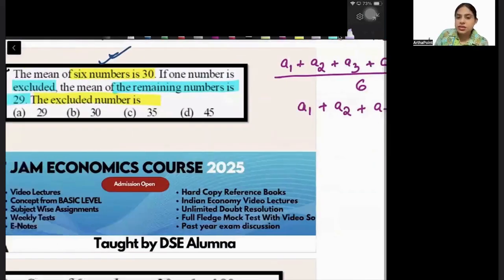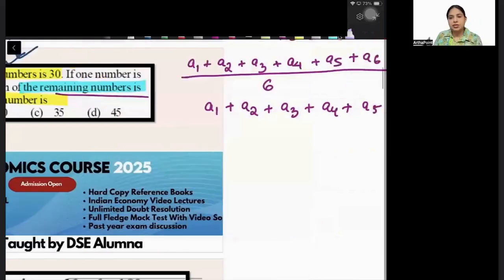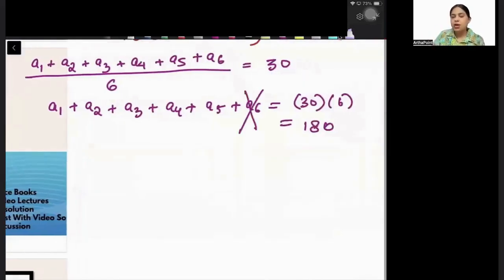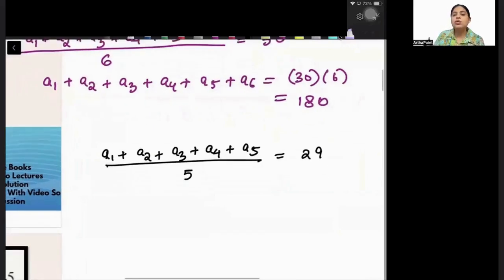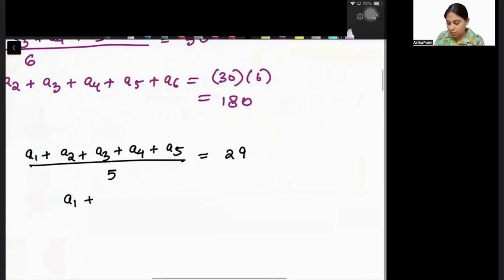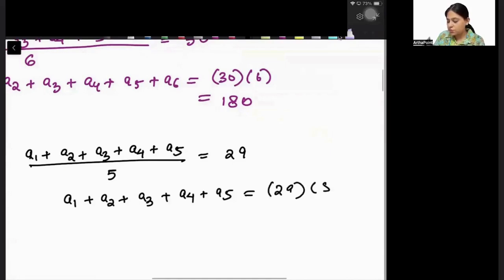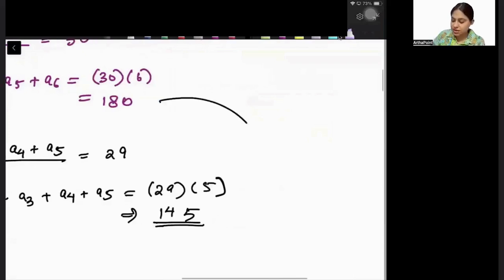Okay. It says the mean of 5 numbers is 29. एक कोई भी एक नंबर हमने हटा दिया. Mean of 5 numbers is 29. A1 plus A2 plus A3 plus A4 plus A5 divided by 5 is equal to 29. ठीक है बेटा? A1 plus A2 plus A3 plus A4 plus A5 will be 29 into 5. This is going to be 145. So what is the remaining number beta?